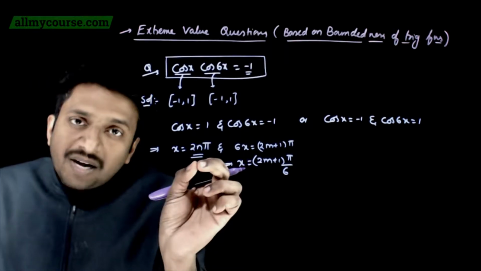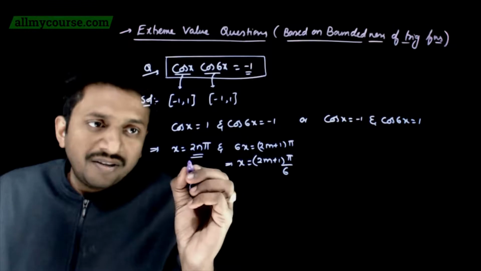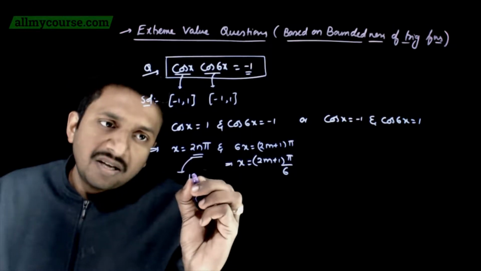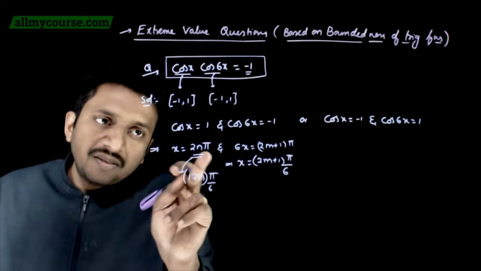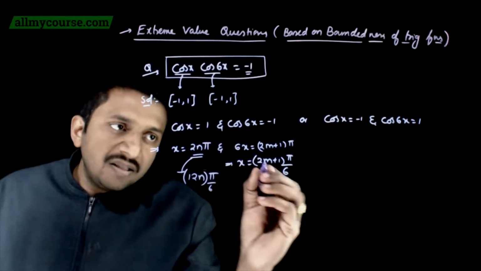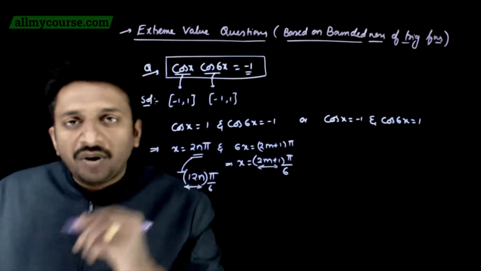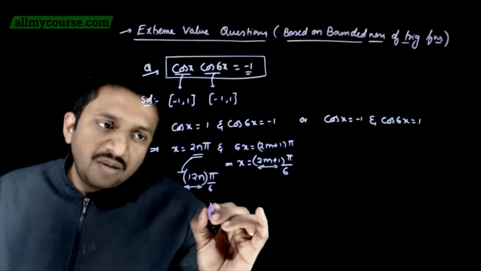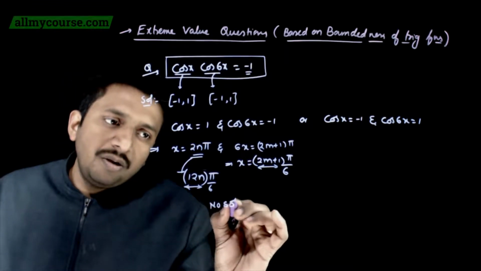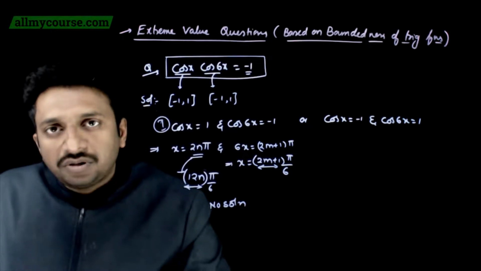So can an even multiple of pi be equal to an odd multiple of pi by 6? No, because 2n pi can be written as 12n times pi by 6. It's nothing but 12n times pi by 6. This is an odd multiple of pi by 6. This is an even multiple of pi by 6. Both cannot happen simultaneously. It means there is no solution according to case 1. So this case does not have a solution.